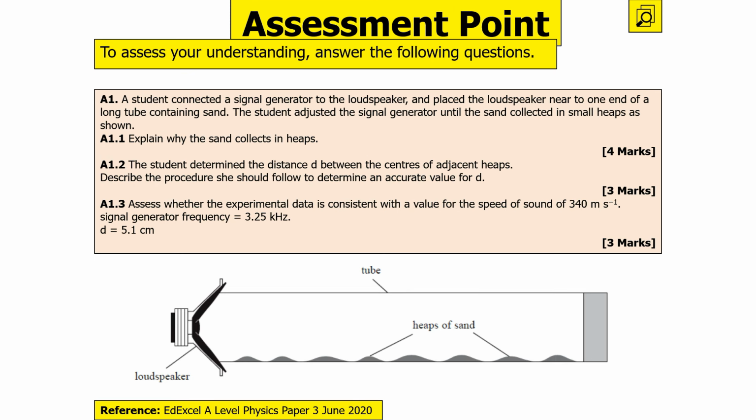A student connected a signal generator to a loudspeaker and placed the loudspeaker near one end of a long tube containing sand. The student adjusted the signal generator until the sand collected in small heaps as shown. Explain why the sand collects in small heaps. The student determined the distance d between the centers of adjacent heaps. Describe the procedure she should follow to determine an accurate value for d. Assess whether the experimental data is consistent with the value for the speed of sound of 340 meters per second. Signal generator frequency 3.25 kHz. d is 5.1 centimeters. So, pause the video now, then unpause the video when you want to go through your answer.